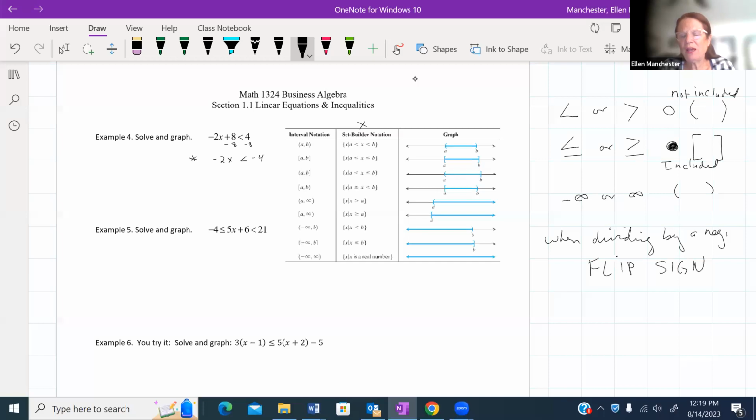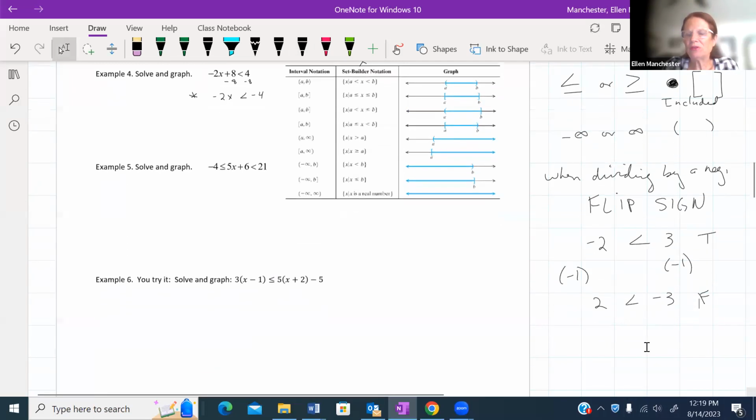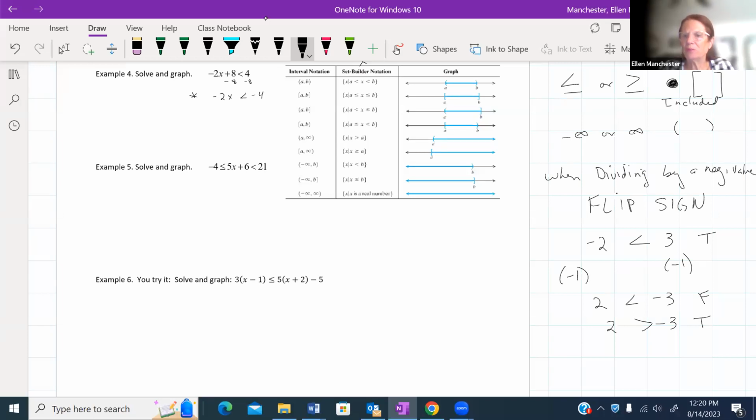In other words, if I had negative 2 is less than 3, that's a true statement. But if I multiplied both sides by negative 1, I'd end up with 2 is less than -3. This is a false statement. That's why you have to flip the sign, because as soon as I flip it, now I have a true statement. So whenever you divide by a negative value, you flip the sign. When dividing by a negative value, you're going to flip the sign.